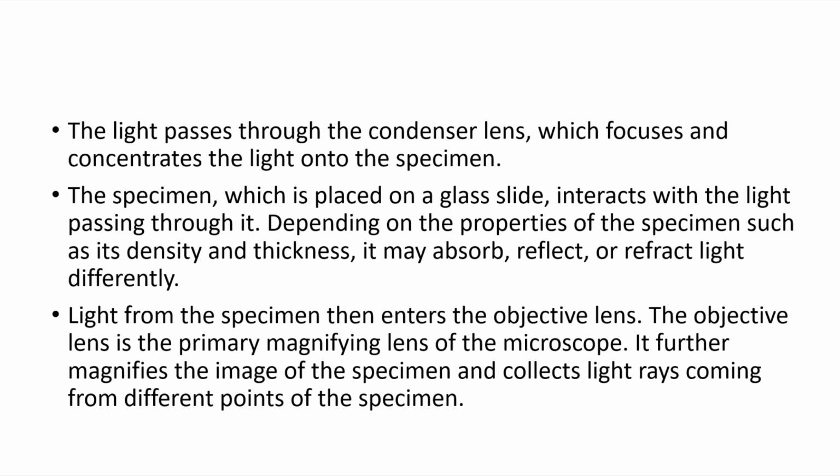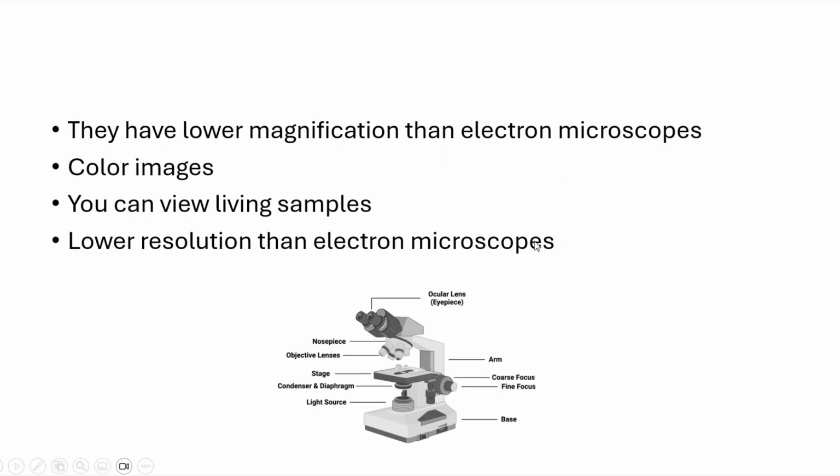Because of that, light from the specimen then enters the objective lens. The objective lens is the primary magnifying lens of the microscope. That's the lens you actually see through first, the fixed one, before the alternative lenses that you can use to increase the magnification. It magnifies the image of the specimen and collects the light rays bouncing off the specimen from different points.